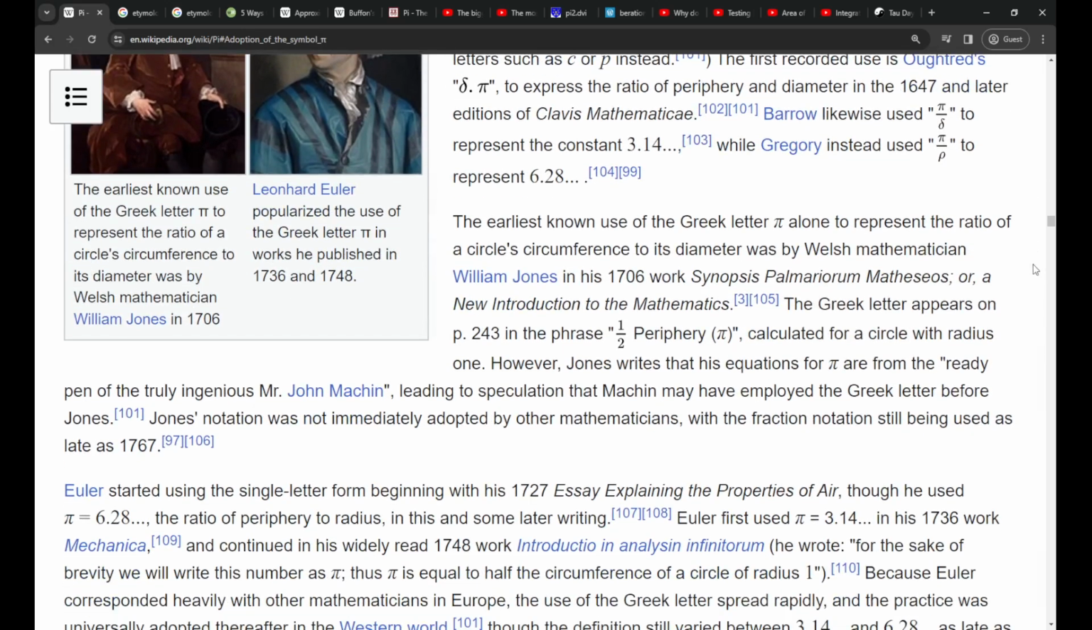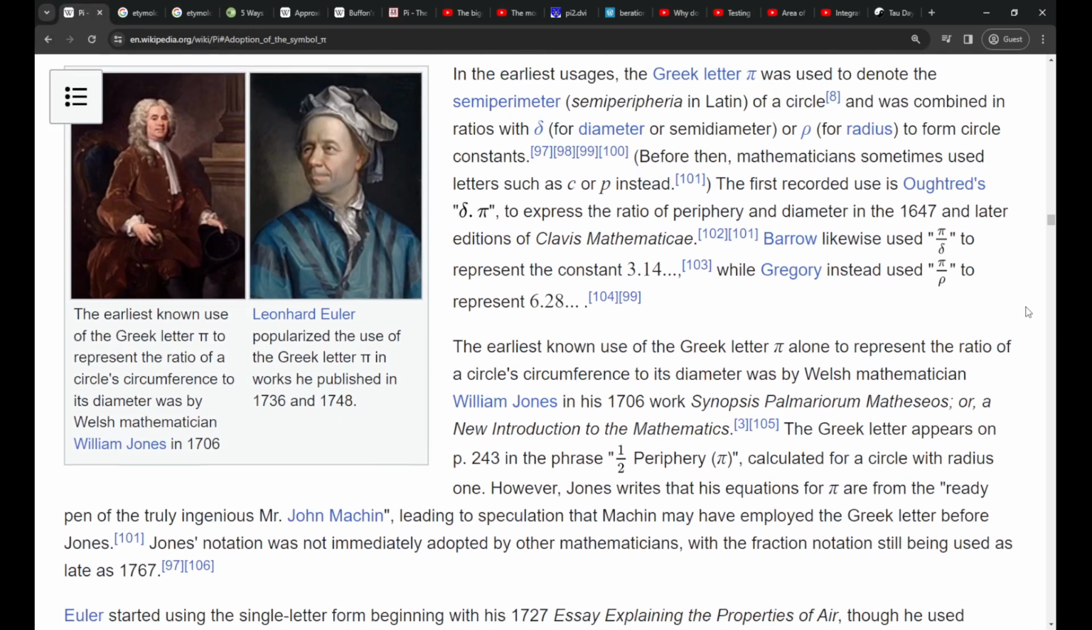The earliest known use of the Greek letter pi alone to represent the ratio of a circle's circumference to its diameter is by Welsh mathematician William Jones in his 1706 work Synopsis Palmariorum Matheseos.